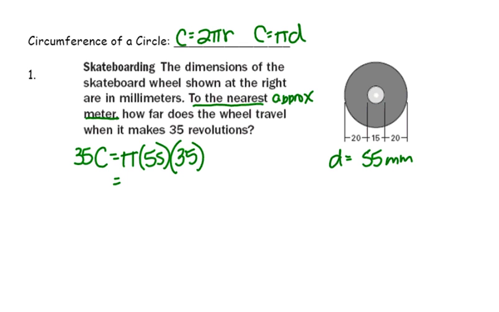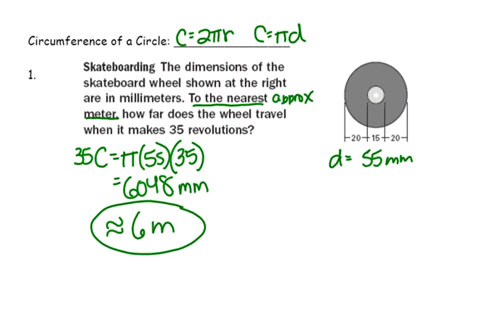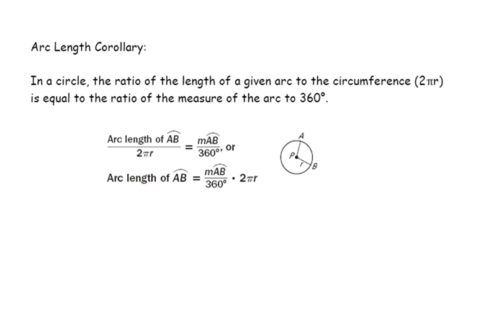Hit pause. Okay, so you should have gotten about 48 millimeters. But this asks for our answer to be in the nearest meter. There are 1,000 millimeters in a meter, so we are going to move this 3 decimal places to the left. So we are talking about approximately 6 meters. And that's our answer. Moving on.